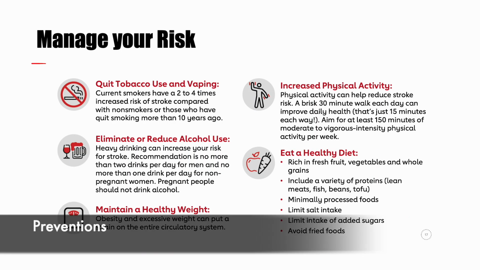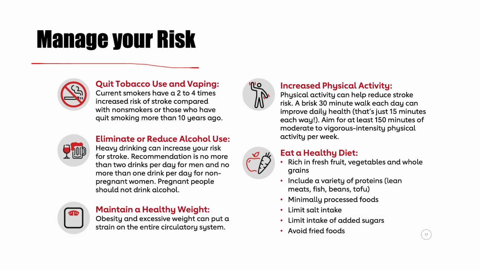How can we manage our risk? We can do it by quitting tobacco use and vaping. Vaping is when we use electric cigarettes thinking that they don't cause any problem, but that is not correct. That also has a risk. Current smokers have 2 to 4 times increased risk of strokes compared with non-smokers or those who have quit smoking more than 10 years ago. Eliminate or reduce alcohol use. Heavy drinking can increase your risk of stroke.